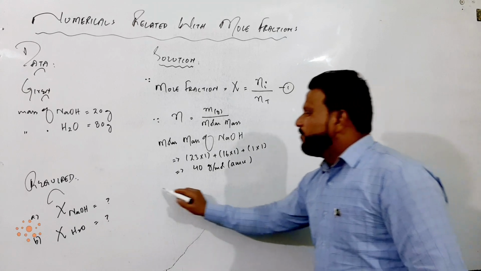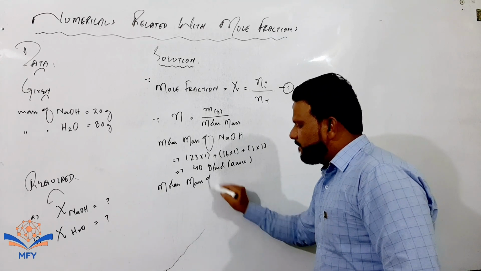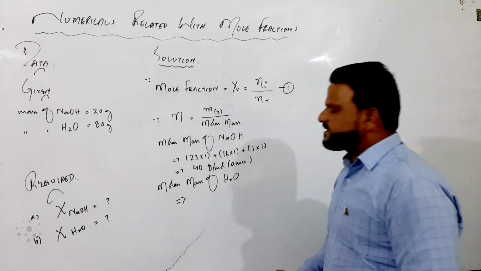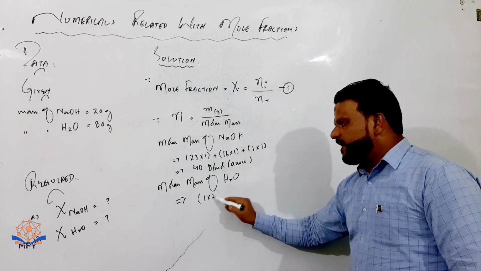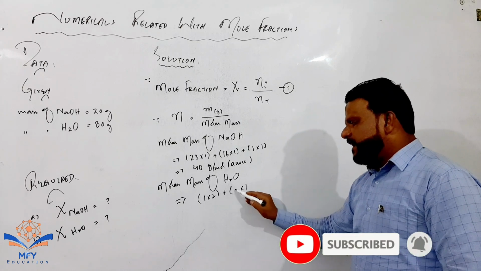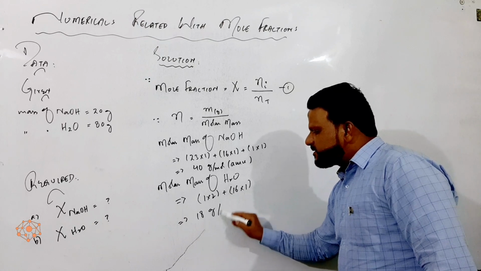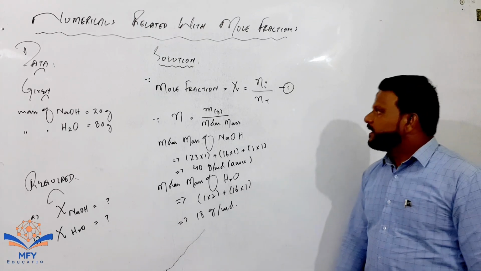Now the second, molar mass of water. The molar mass of water can be calculated in the same pattern, with the same formula. Mass of hydrogen is 1, number of atoms 2, number of atoms of oxygen is 1 and mass will be 16. It becomes 18 grams per mole. That is the molar mass of water.